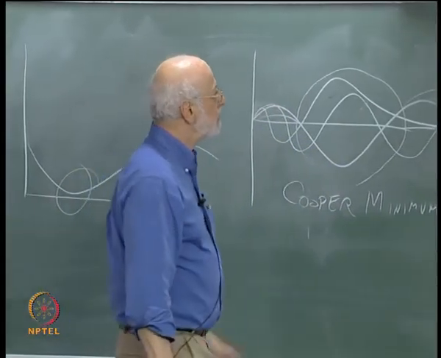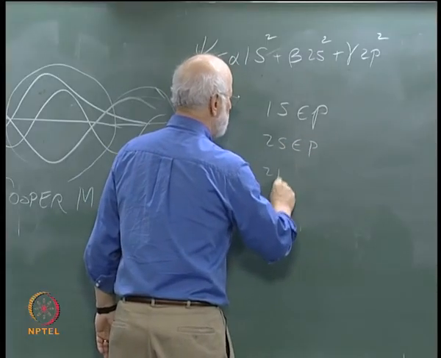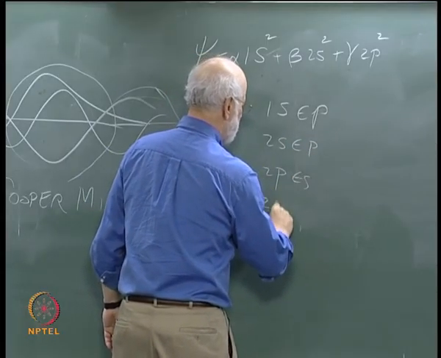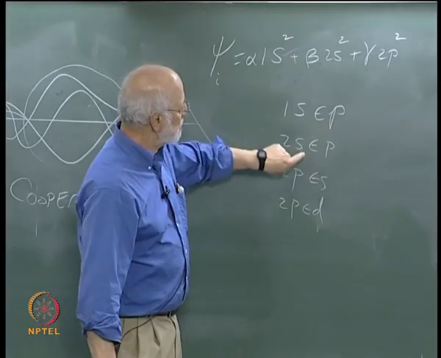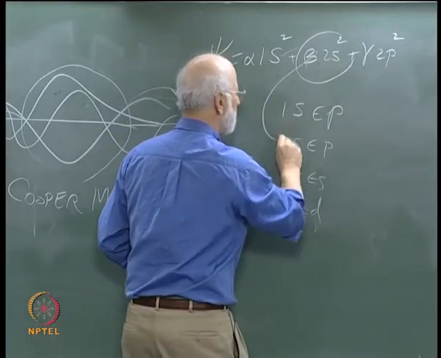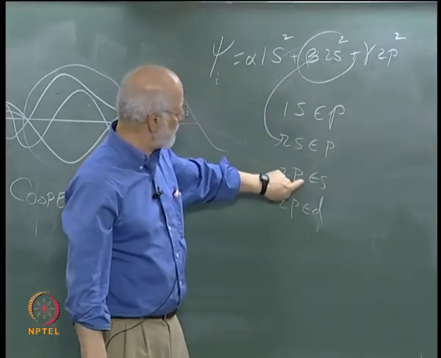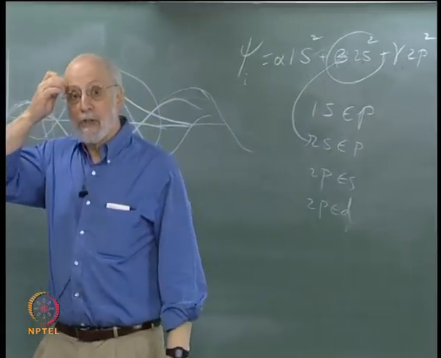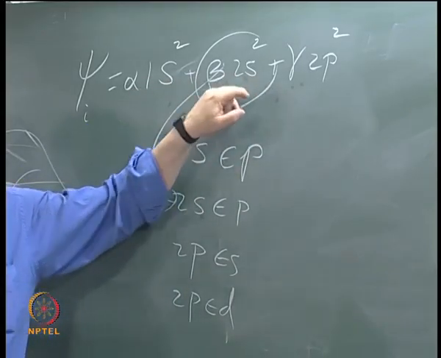But you can also get 2s epsilon p and 2p epsilon s and 2p epsilon d. How do you do that? Well, from here to here, it's a 1 electron matrix element from 1s to 2p. From here to here, either of those, it's a 1 electron matrix element. So expansion of the wave function like this, to be a more exact wave function, gives you the possibility of multi-particle transitions.